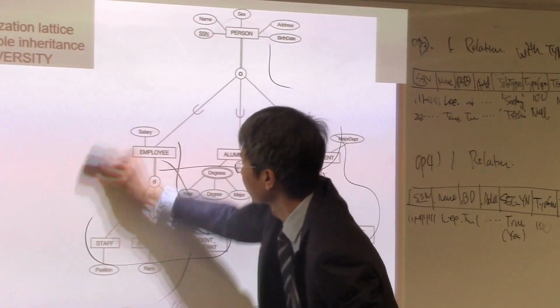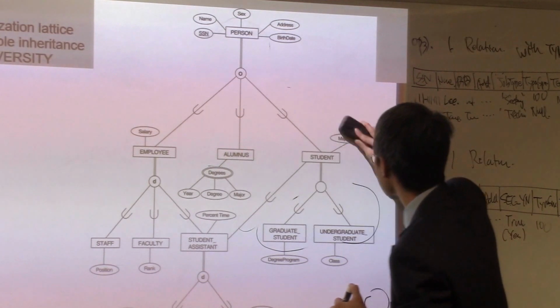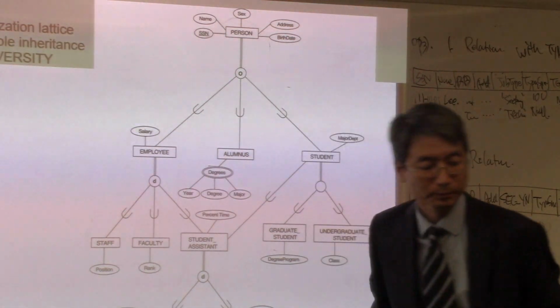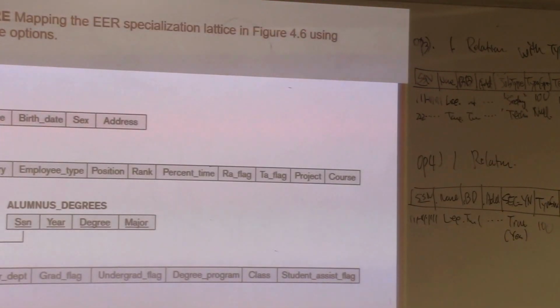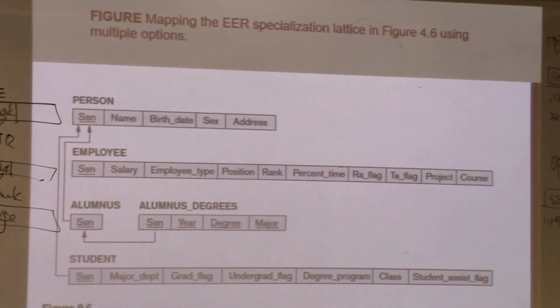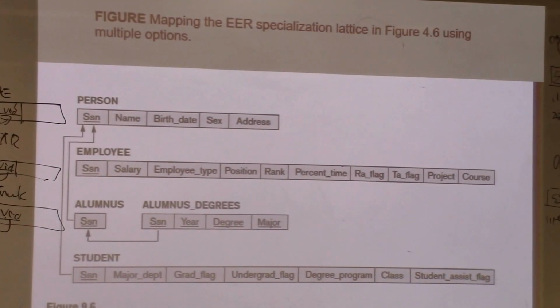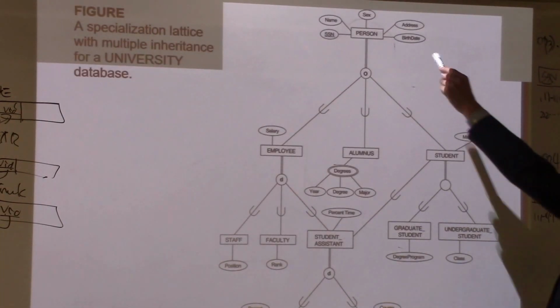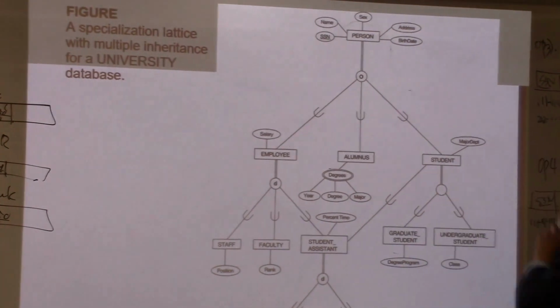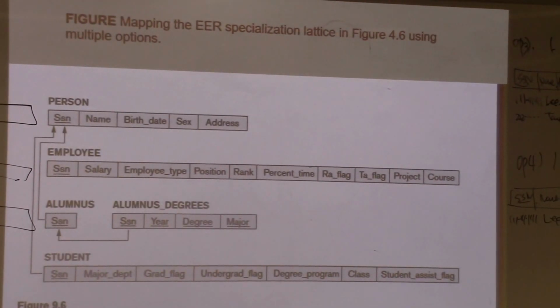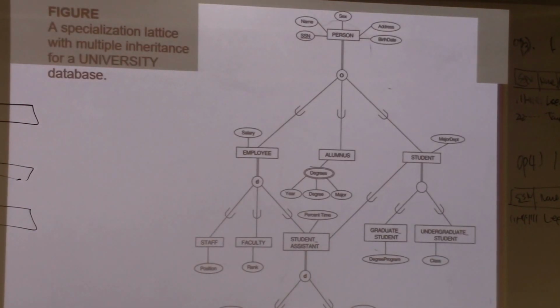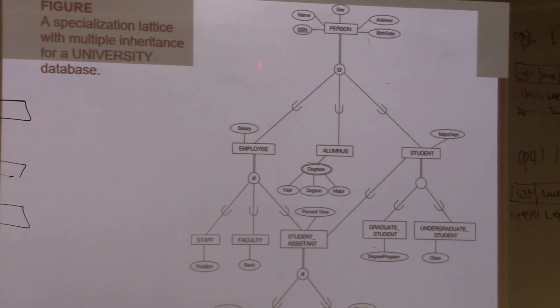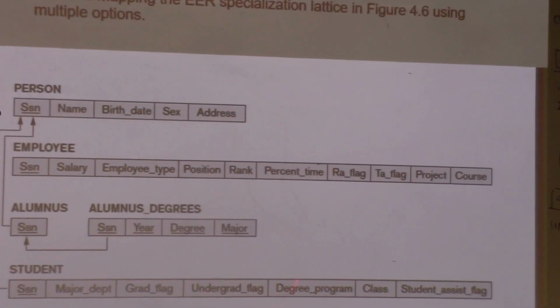Then, if we try to convert this one to the relational model, this is one of the examples. Okay, let's take a look. I'm going to go back and forth. For this, person, employee, alumnus, student, which option is selected? Can you go back? So this one, person, employee, alumnus, student. Okay, only focus on this group. Then this is our answer.